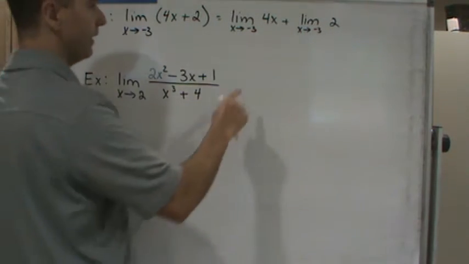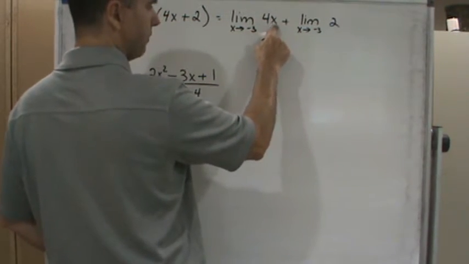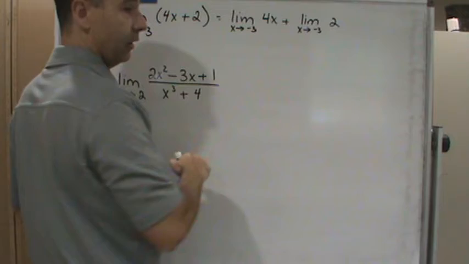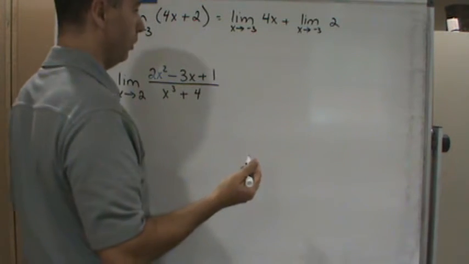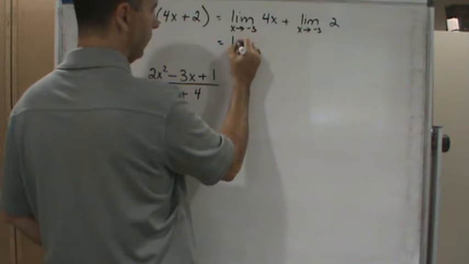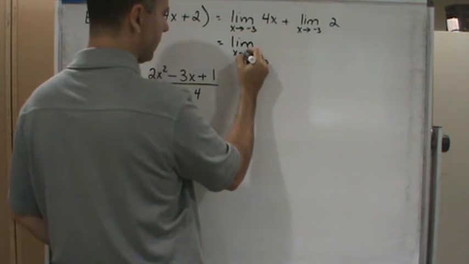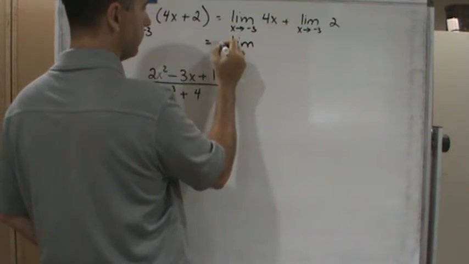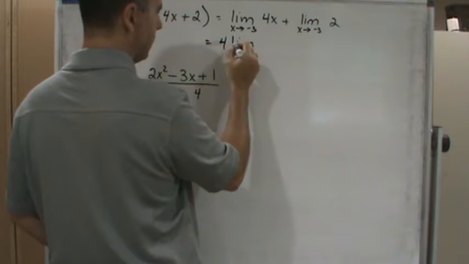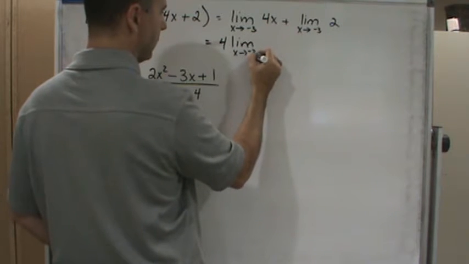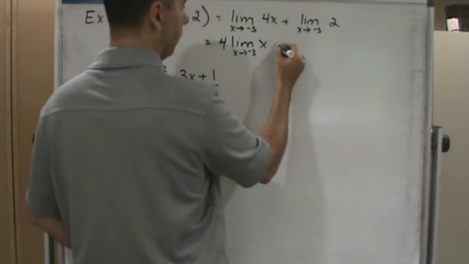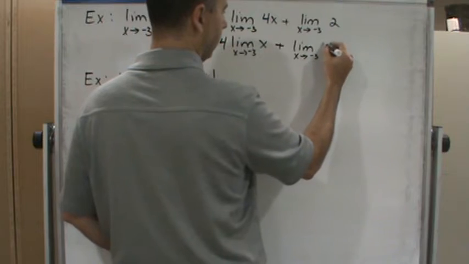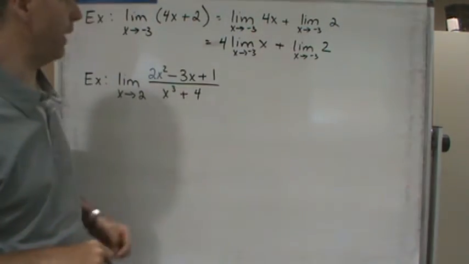Now, we then can use the constant rule, right? This is a constant multiplied by f of x, so that x is a function. So now we can apply the multiplied by a constant rule, right? And so this will be 4 times the limit as x approaches -3 of x plus the limit as x approaches -3 of 2.